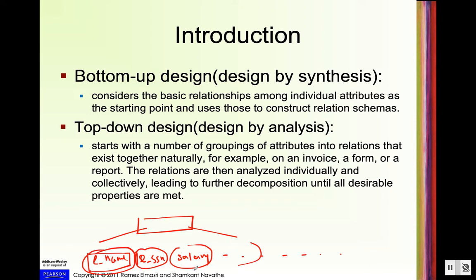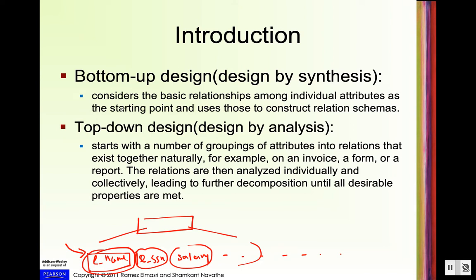Okay, so the bottom up design starts from each individual attribute. They are the starting point. All right, and then we use them, and maybe we consider the group of attributes that we can consider together and we can make a relation using that group of attributes.